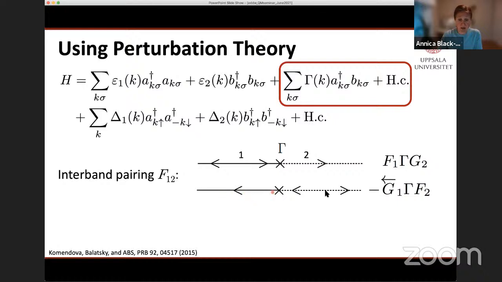So I have a G1 here and an F2 here. So these will be the two diagrams, and then this is F1,2. Because this is a quadratic model, we can actually solve this, and we can sum the diagrams to infinite order.